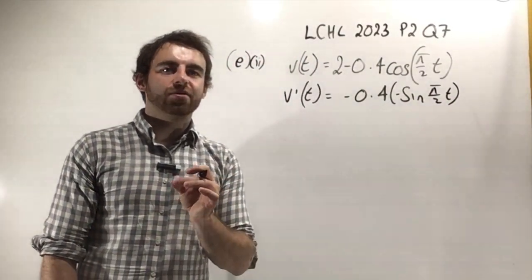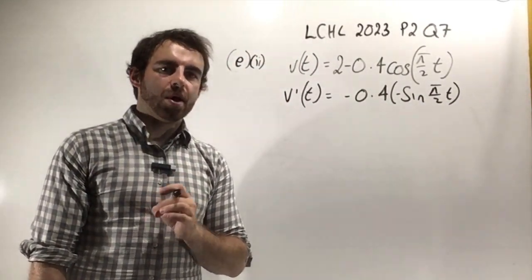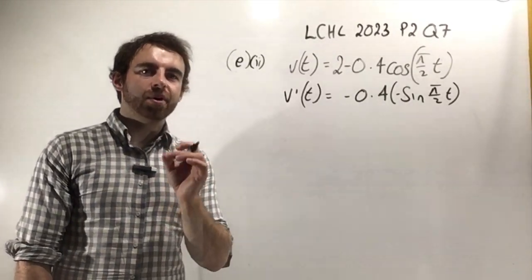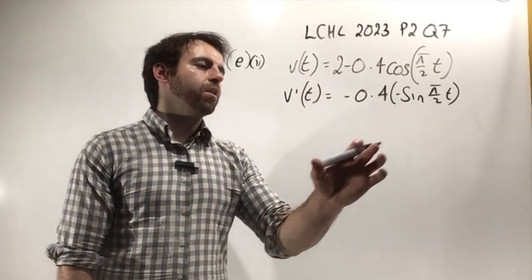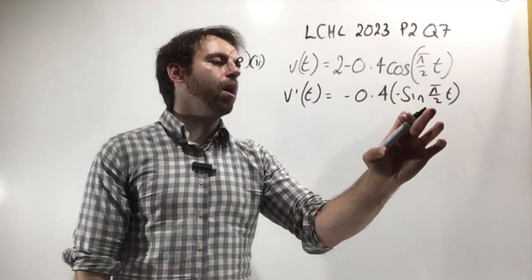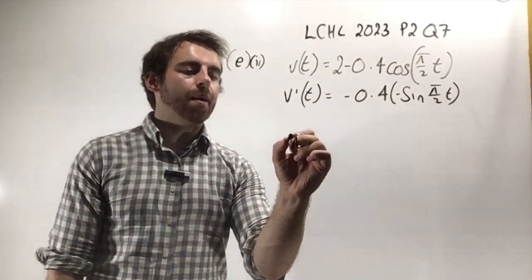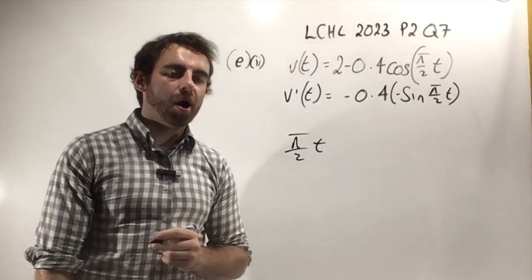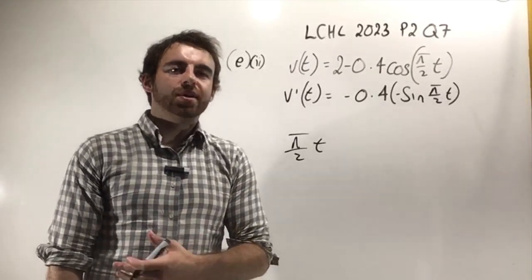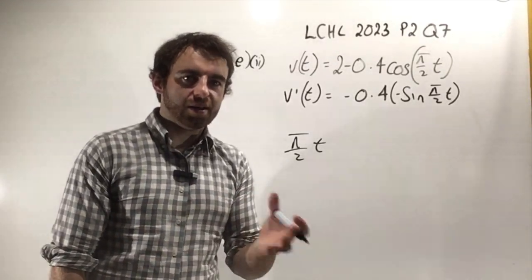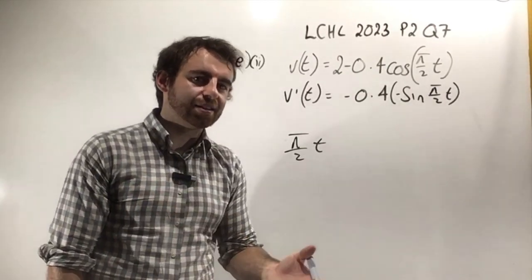But you can't forget there's one other thing we have to do. We have to now multiply by the derivative of the angle. So we have to multiply by the derivative of pi over 2 times t. What would happen if you just differentiated pi over 2 times t? Well, think about it. If you differentiate 3x, you get 3. If you differentiate 10x, you get 10.